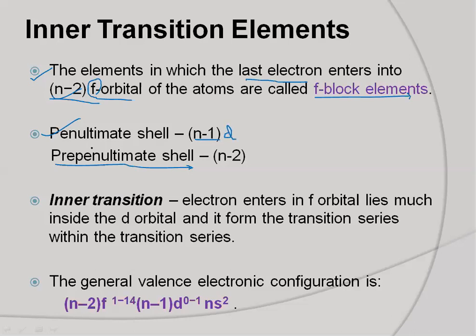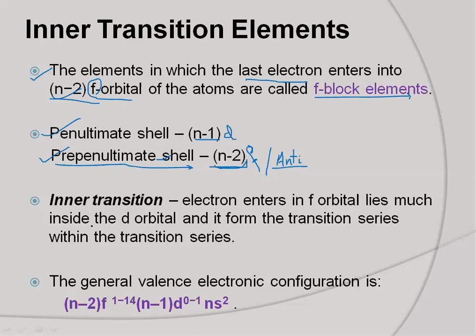In case of inner transition elements or F-block elements, electrons are entering the pre-penultimate shell, that is n minus 2. So since it goes into the F orbital, it is n minus 2 F. The n minus 2 shell is also known as pre-penultimate shell or anti-penultimate shell. This thing you have to remember: what is called the pre-penultimate shell and what is called the anti-penultimate shell. It is the n minus 2 shell.